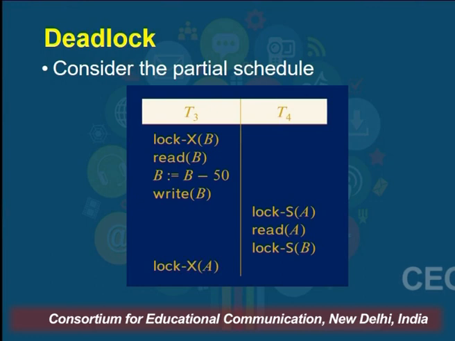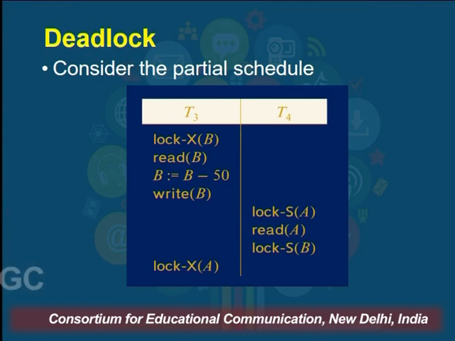Now the statement which is written next at the end of T3 is lock X on A. That means the requirement is of obtaining the exclusive lock on the account A also. But before that, there is a shared lock on A which is obtained by T4, and with this shared lock, it is going to read A, and now what it is looking for is lock S, which is the shared lock on the B item. So T4 is asking for the shared lock on A as well as the shared lock on B, while T3 is asking for the exclusive lock on B as well as the exclusive lock on A. Now what is happening here?